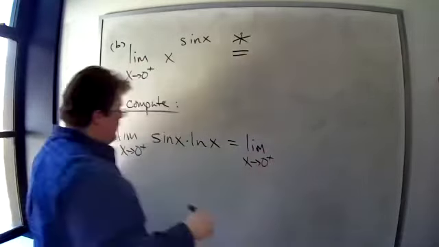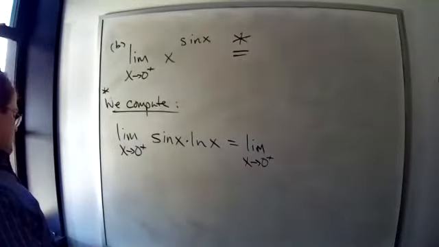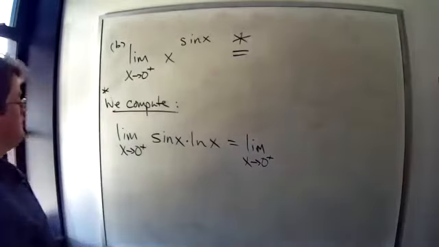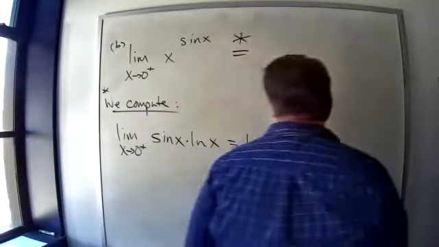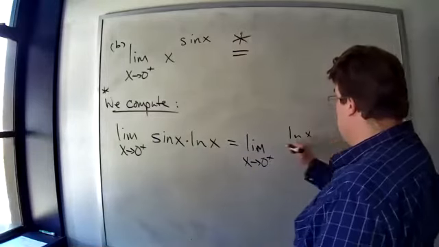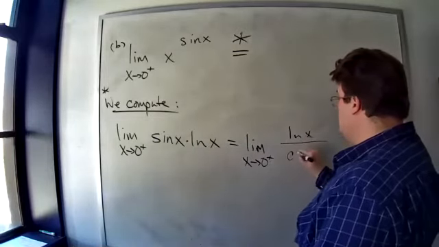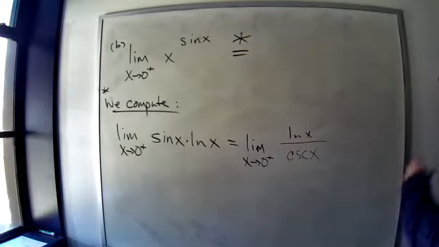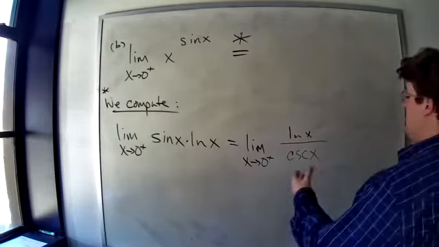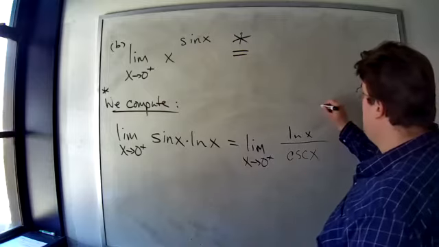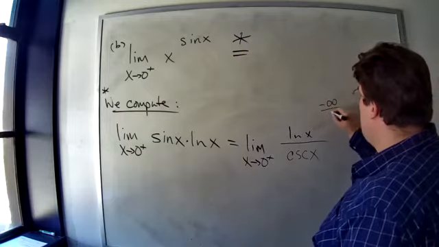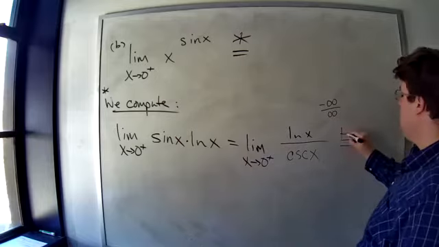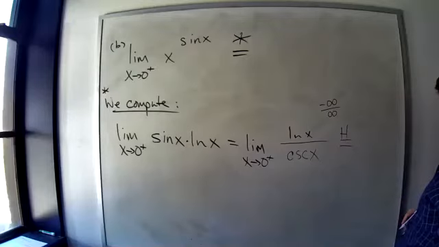In general, the algebra works out more nicely if you leave the logarithms in the numerator. So we have log x in the top. And what do we have in the bottom? 1 over sine x, which is also known as cosecant of x. As x approaches 0 from the right, this one is a negative infinity over a positive infinity. And L'Hopital's rule applies to that.